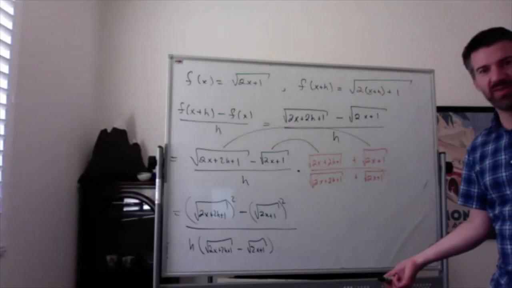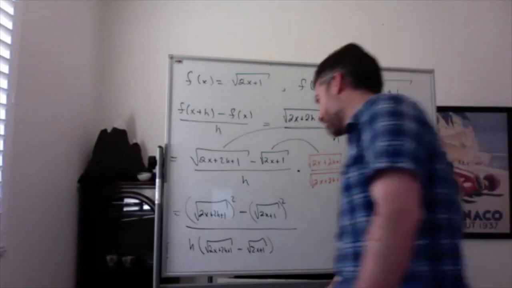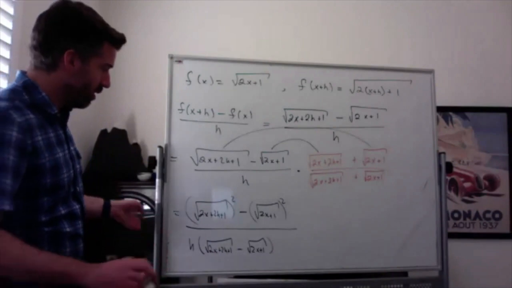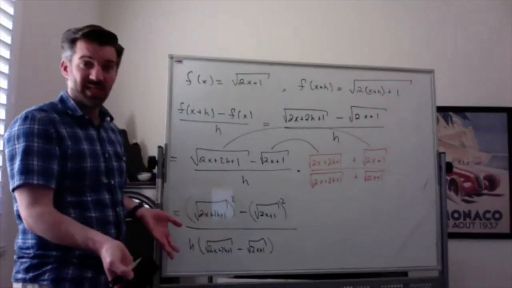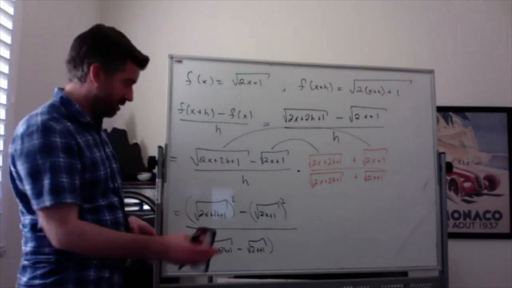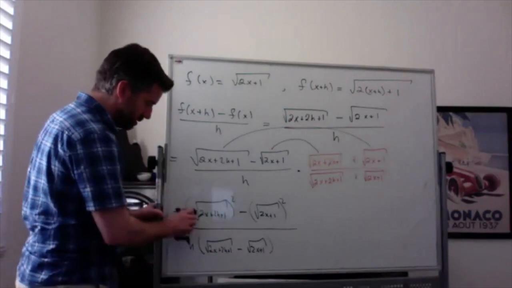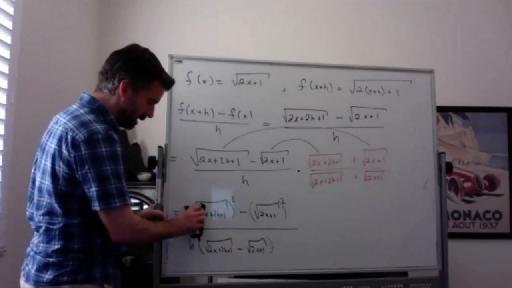So now I'm going to do one of those teacher things that's terrible. I'm not going to write a new line because I don't have a lot of room. When you square a square root, you just get the stuff that's inside. So the square root of 2x plus 2h plus 1, squared, is just 2x plus 2h plus 1.